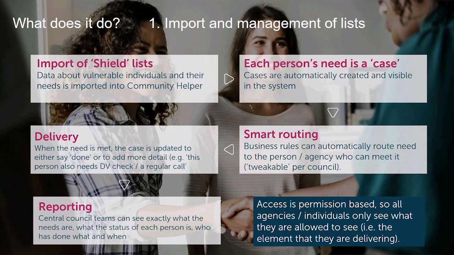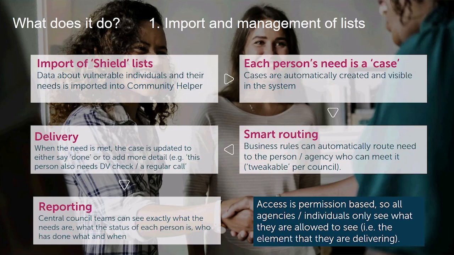Access is based on lease permission, so the centralised council team will be able to see, if you want them to see everything that's happening within the system, to have that global view. But individual volunteers and agencies will only be able to see what you enable to help them to do the work that they need to do.